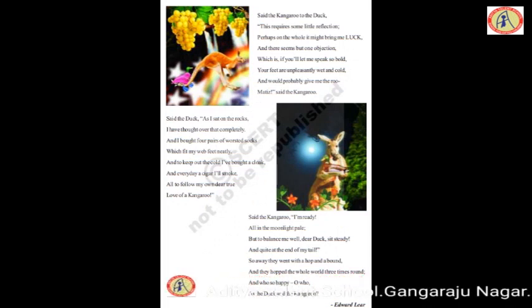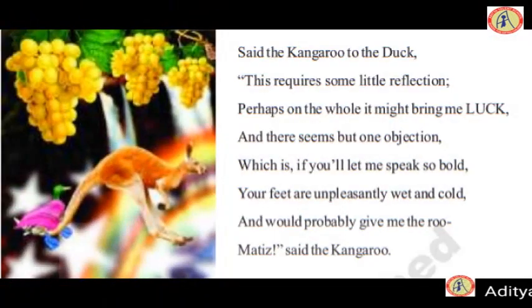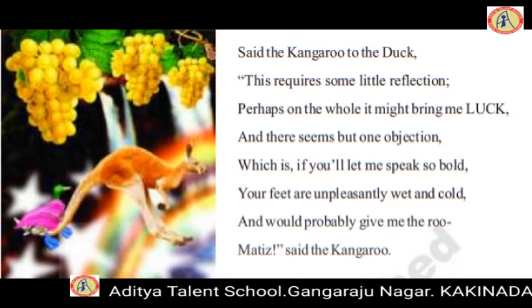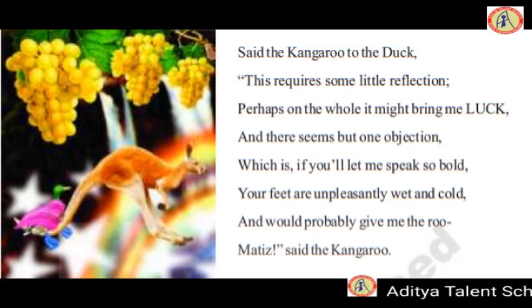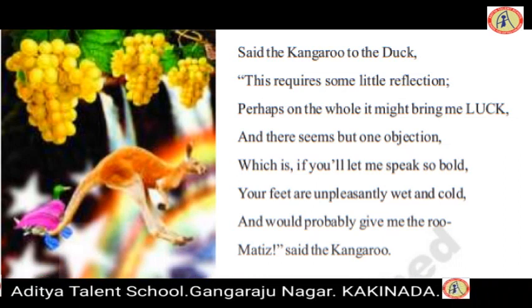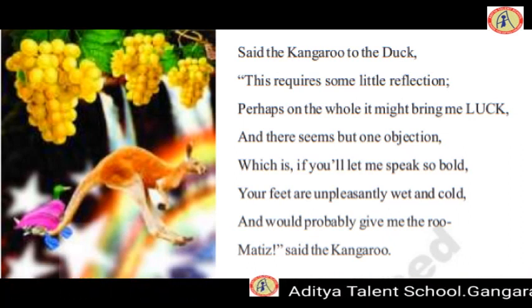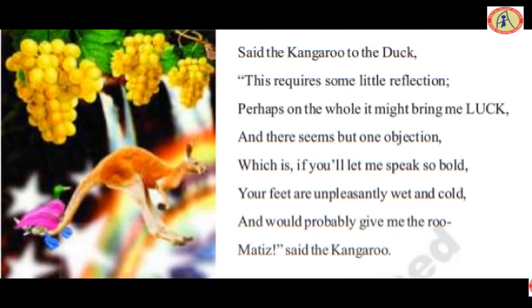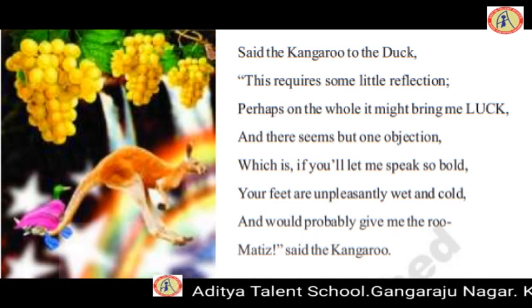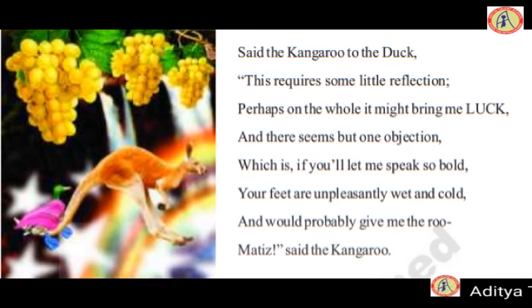Now in the third stanza, you will find, said the kangaroo to the duck. In the first and second stanza, the duck is speaking to the kangaroo, whereas in the third stanza, you will see the kangaroo is speaking to the duck. This requires some little reflection. Perhaps on the whole it might bring me luck, and there seems but one objection, which is, if you let me speak so bold, your feet are unpleasantly wet and cold, and you'd probably give me the rheumatiz, said the kangaroo. So reflection, careful thought. So please, think it over.